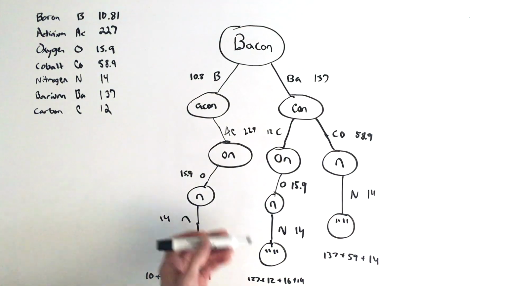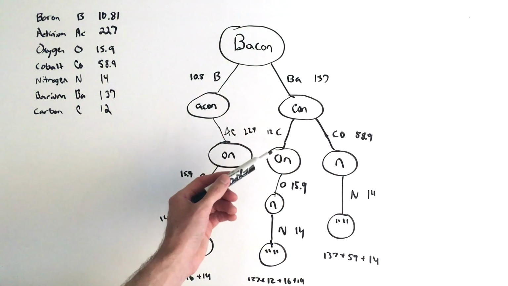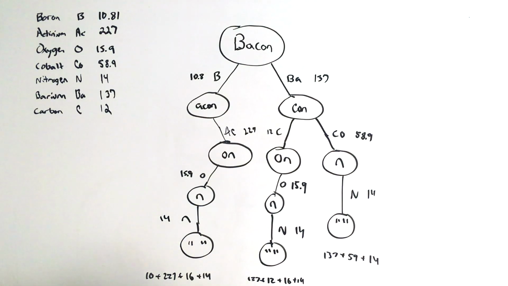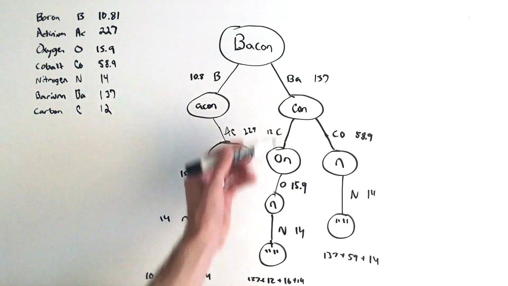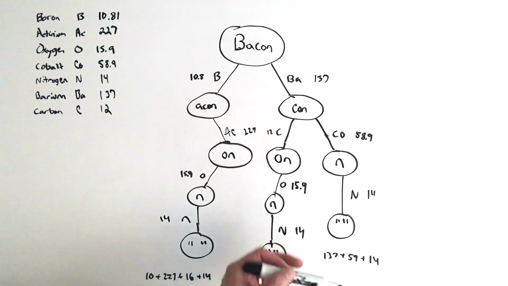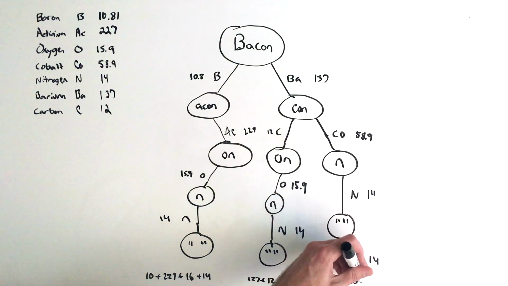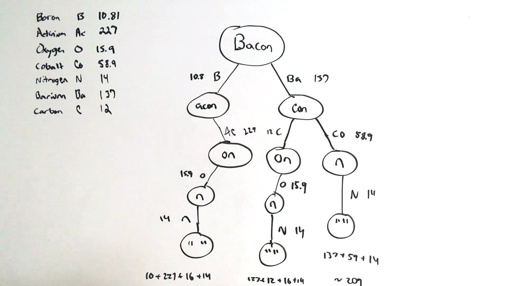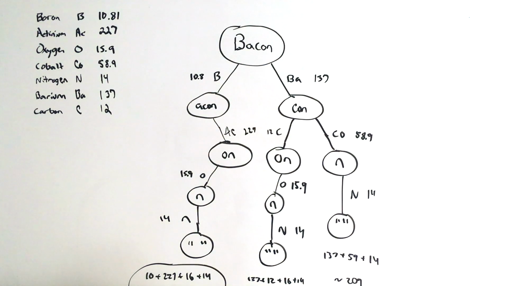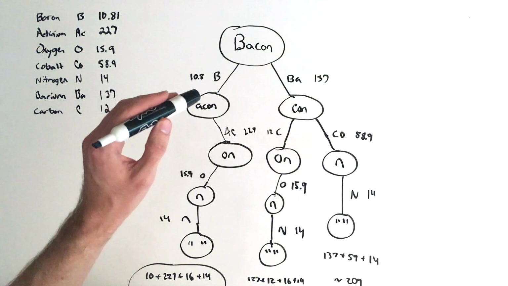267 around there. For this one, where we take barium, carbon, oxygen, and nitrogen, we are left with 179 roughly. And then lastly, we have barium, cobalt, and nitrogen, which leaves us with 209 roughly. So obviously this is the best path that we need to take right here, because this is the maximum, 267 over 179 and 209.